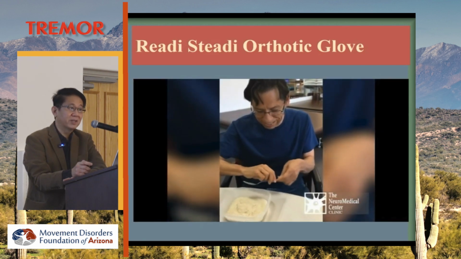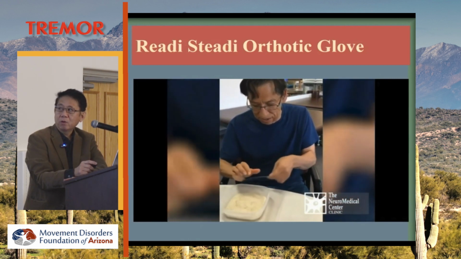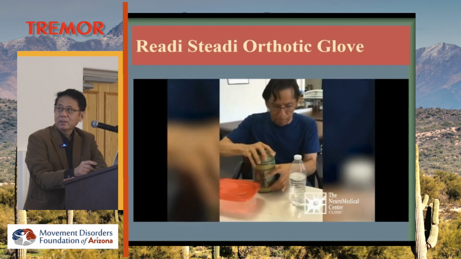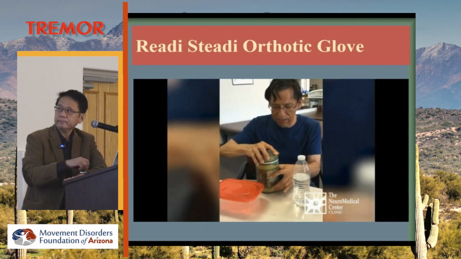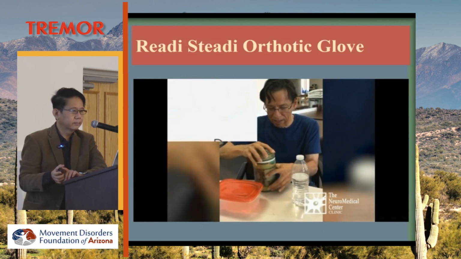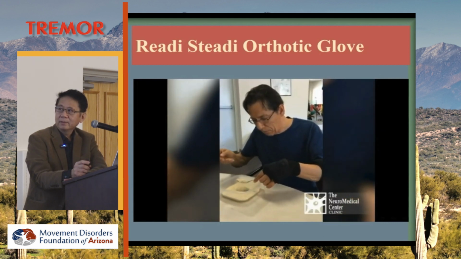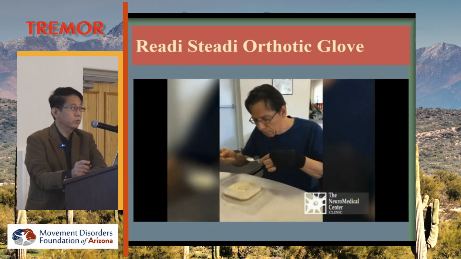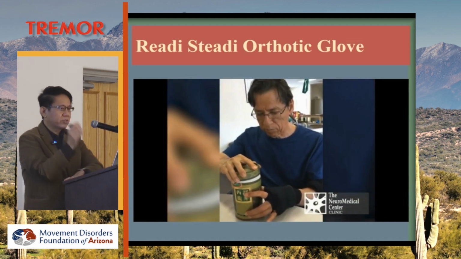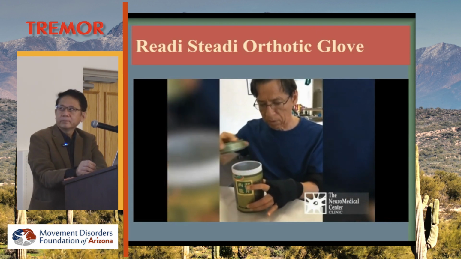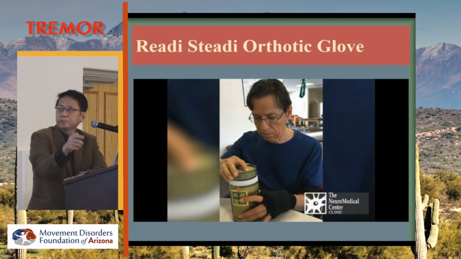Here's an actual patient that was fitted with the Ready Steady. You see him first struggling to hold that spoon and eat, and opening a jar is quite difficult. And then with the glove on, he's able to control the tremor, or dampen the tremor. This is most effective for patients with essential tremor, not so much Parkinson's tremor, and not so much dystonic tremor either. So this is the Ready Steady.